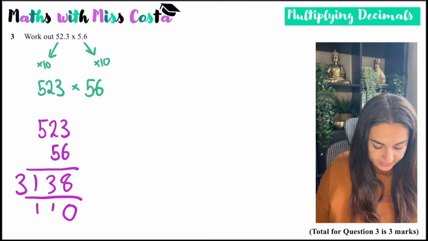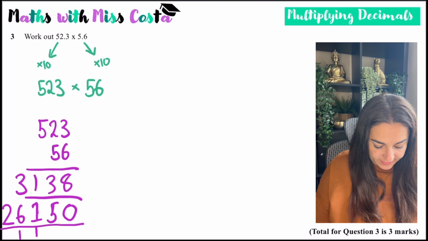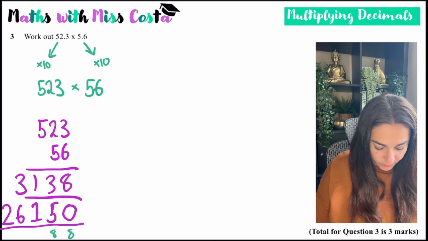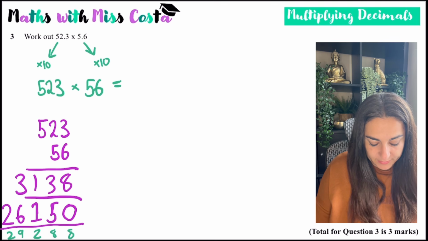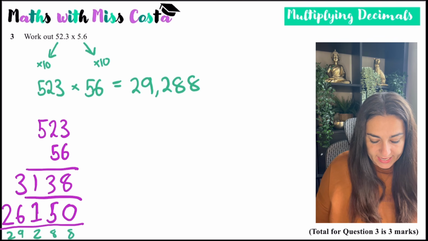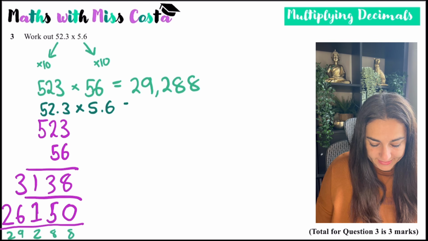5 times 3 is 15. 5 times 2 is 10, add the 1 is 11, and 5 times 5 is 25, add the 1 is 26. Add these two together. I haven't done this very well, should have done it the other way around, but it's fine. So 3 plus 5 is 8, 1 plus 1 is 2, 3 plus 6 is 9, and 2. So I know that 523 times 56 is 29,288. However, what I actually want to know is what 52.3 times 5.6 is.